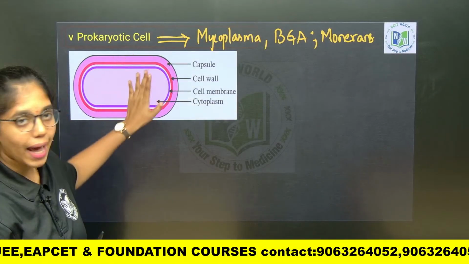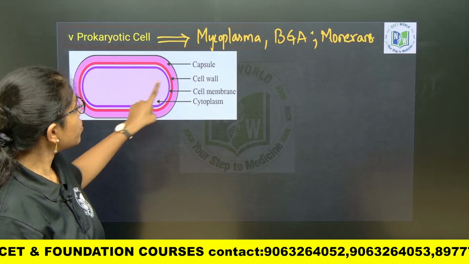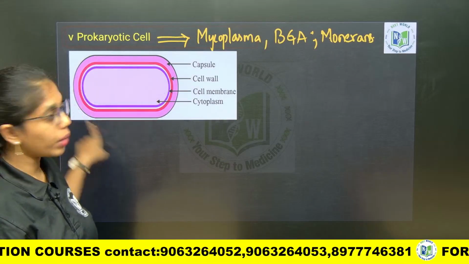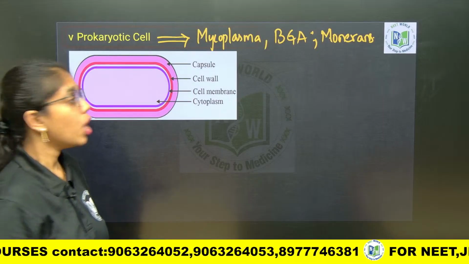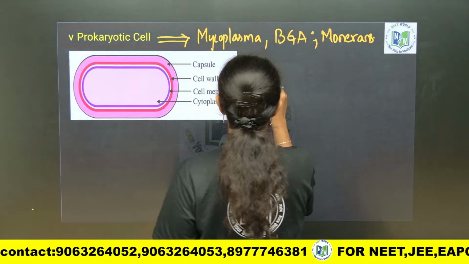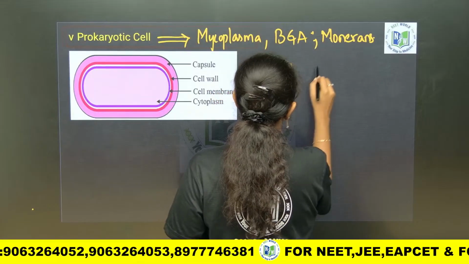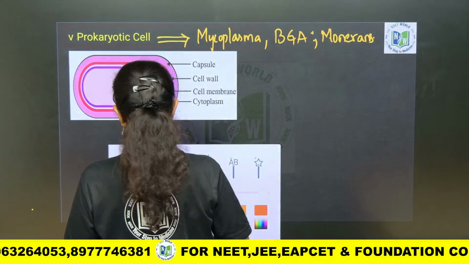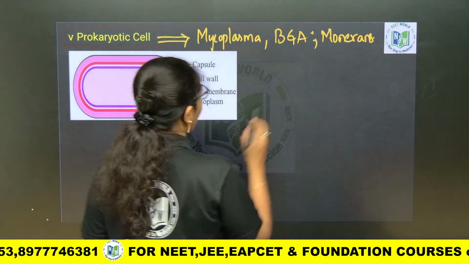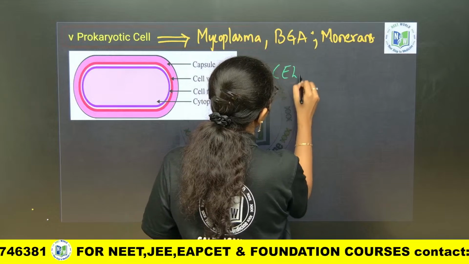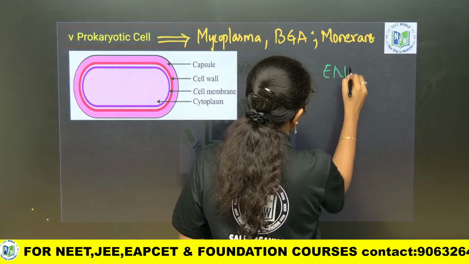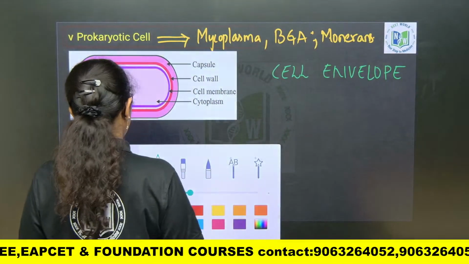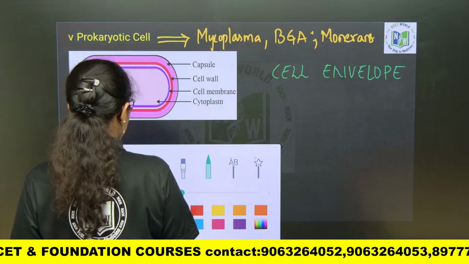Now coming to the prokaryotic cell, first we will look into the prokaryotic cell envelope. How is the prokaryotic cell covered? Prokaryotic cell is enveloped by a cell envelope. The cell envelope has 3 layers in the prokaryotic cell. Okay, it has 3 layers.